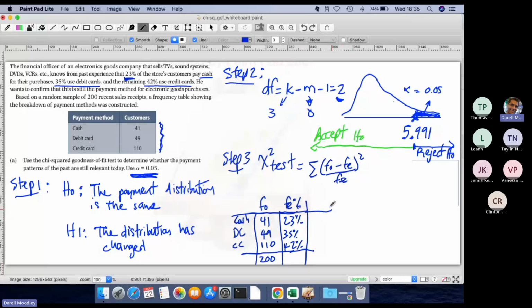We need to calculate the number that's expected. We don't want the percent, we want the actual number. So if you had 200 people, and you expect 23% of them to pay by cash, then the number that you expect to pay by cash is simply 23% times 200. That gives you 46.